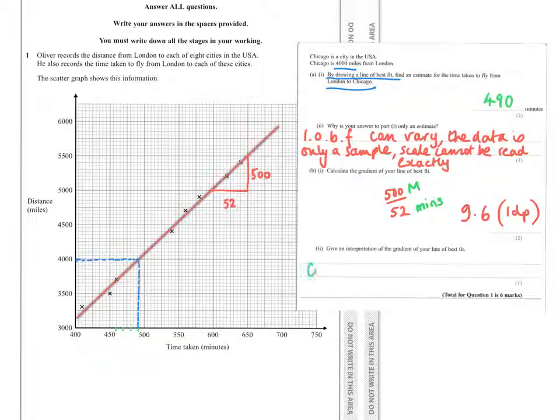So the gradient is miles per minute. And that would have to represent a speed, wouldn't it? A strange way of saying it. You'd be used to having something like kilometers per hour or miles per hour, but this is actually miles per minute, and it's a speed.